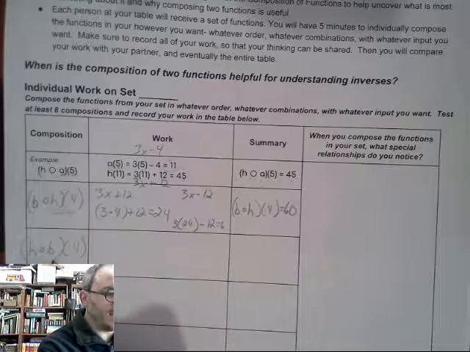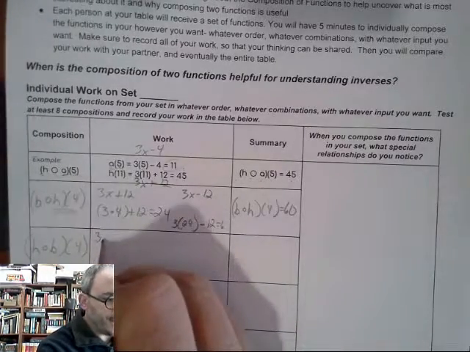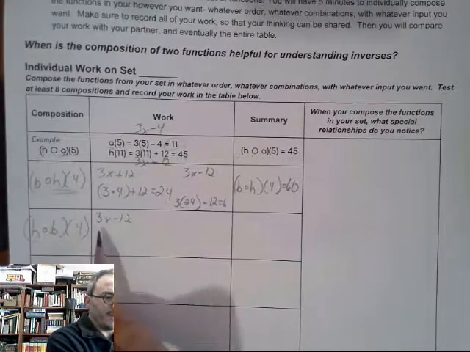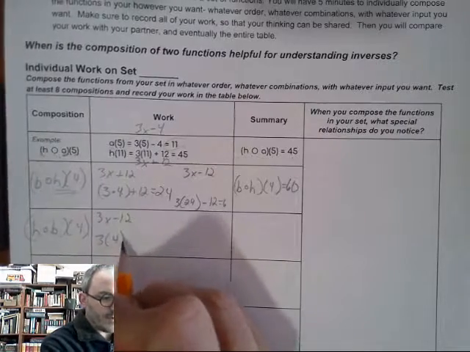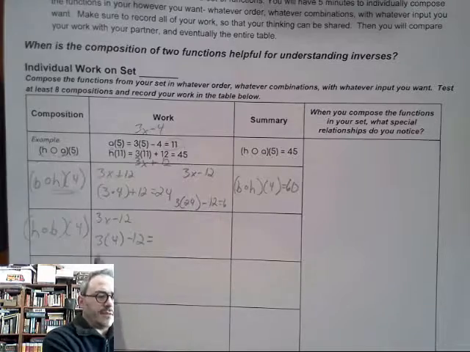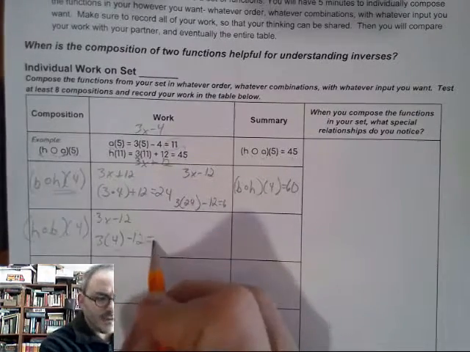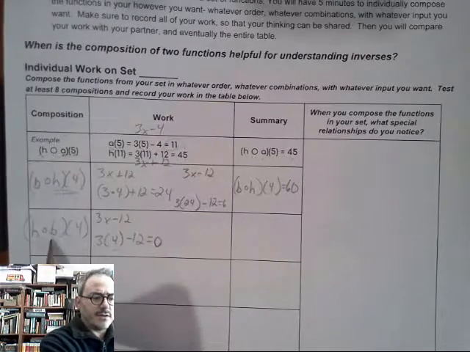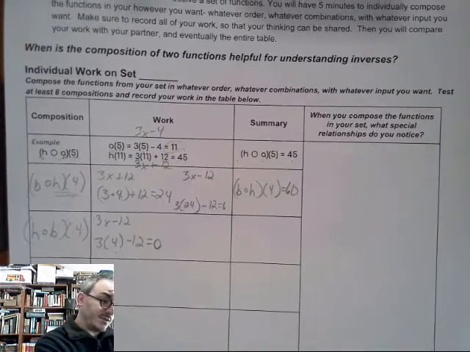So what is the b of x? The b of x is 3x minus 12. So I'm going to plug in 4 for x: 3 times 4 minus 12. 3 times 4 is 12. 12 minus 12 is 0. So I get an output of 0 where the b of x, where x is 4.